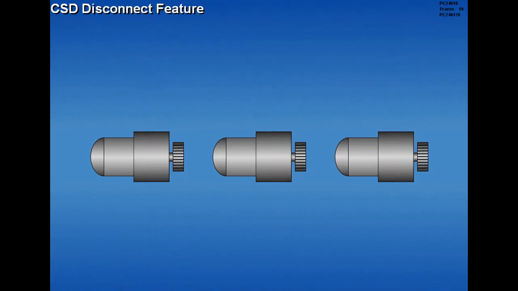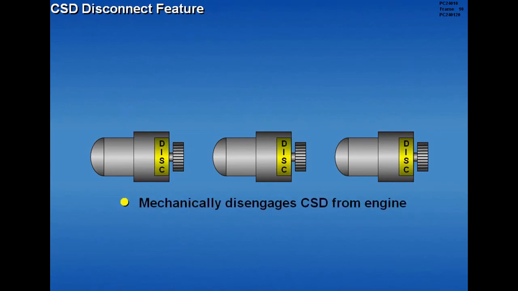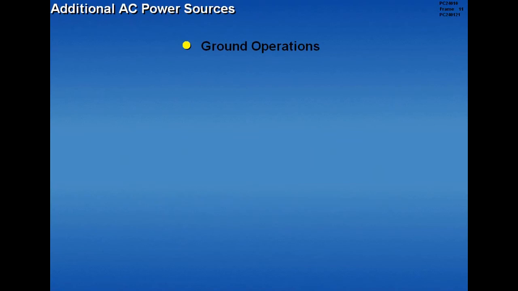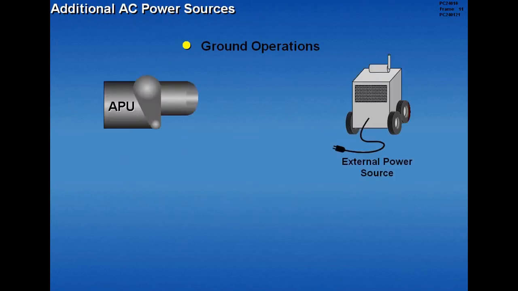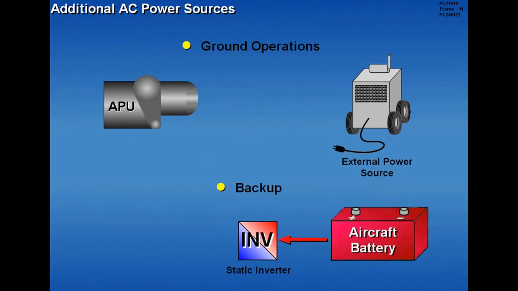Should it become necessary to stop generator rotation on an operating engine, a CSD disconnect feature mechanically disengages the CSD from the engine. During ground operations, the APU or an external power source may be used to provide main electrical power. Backup AC power is provided by a static inverter, which converts battery power to 115 volts AC.